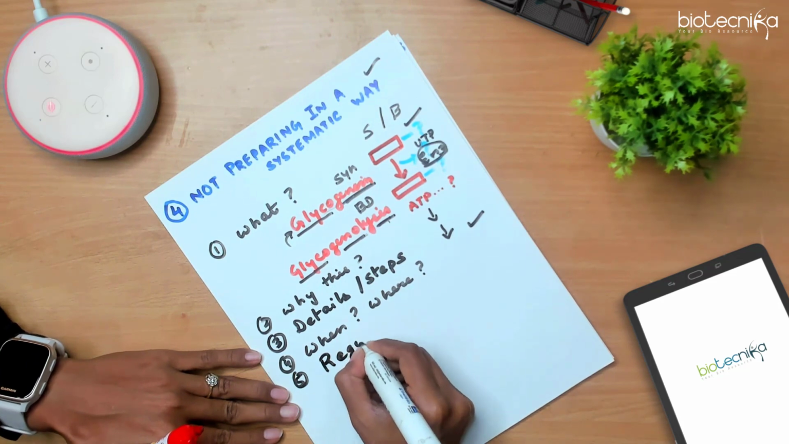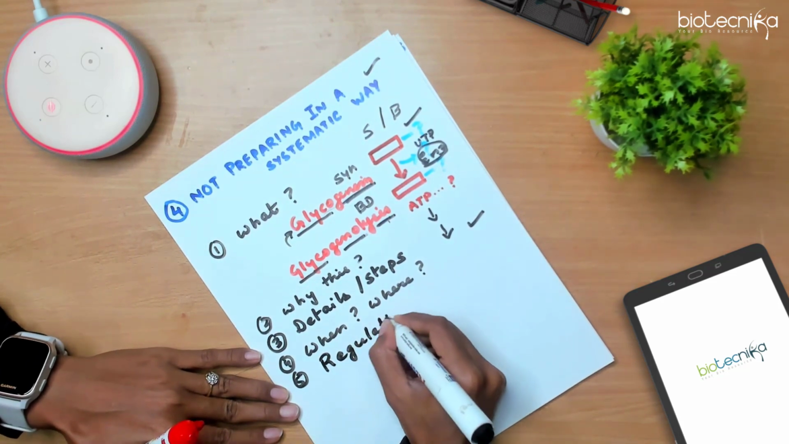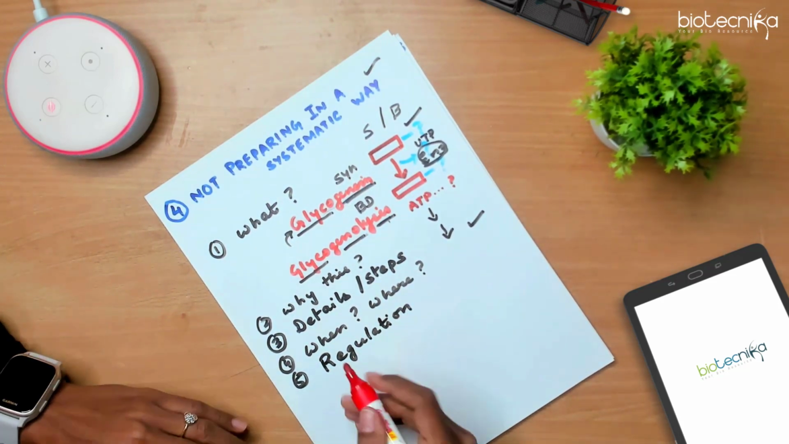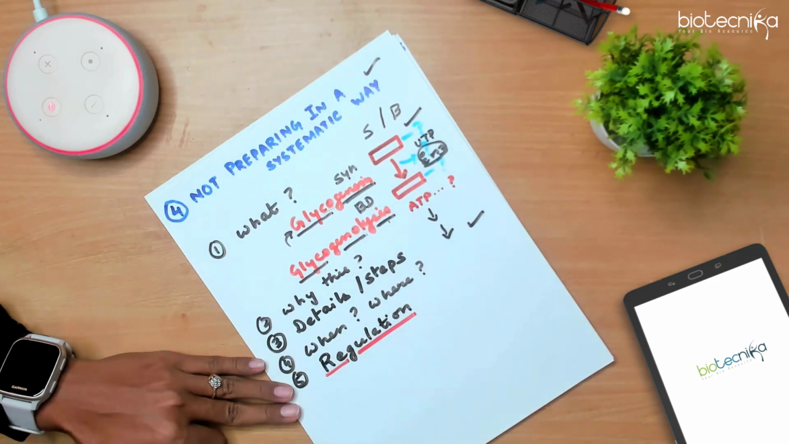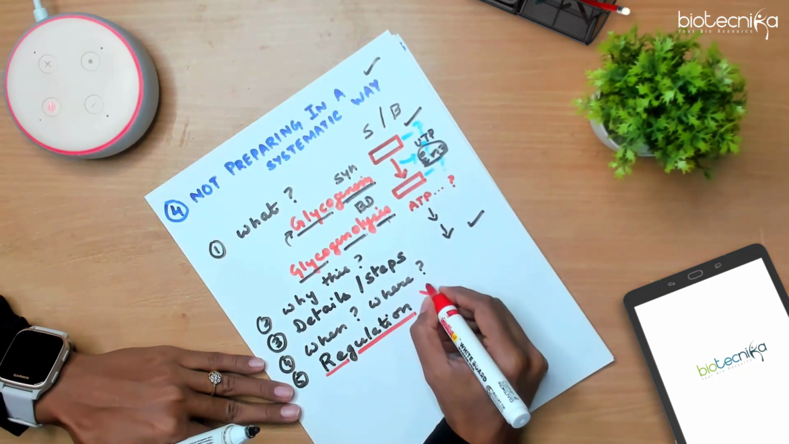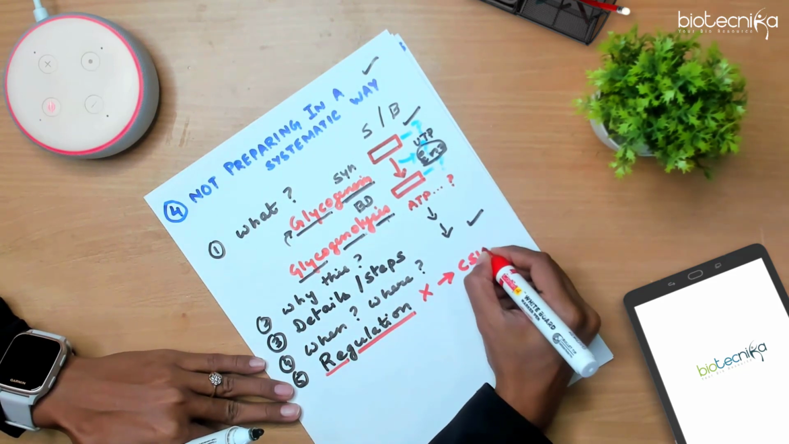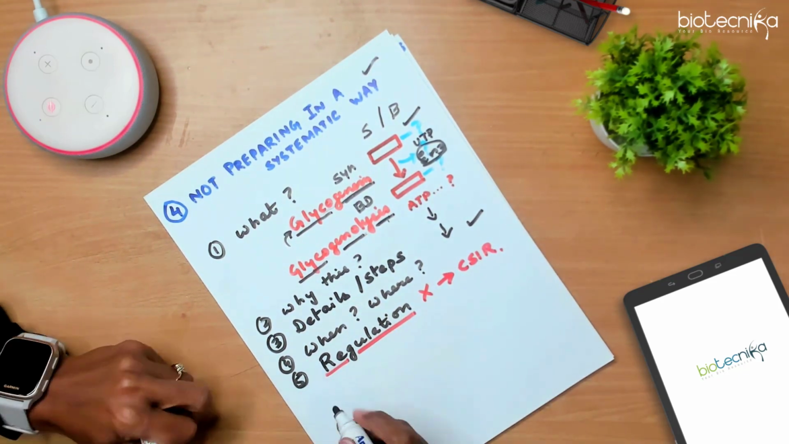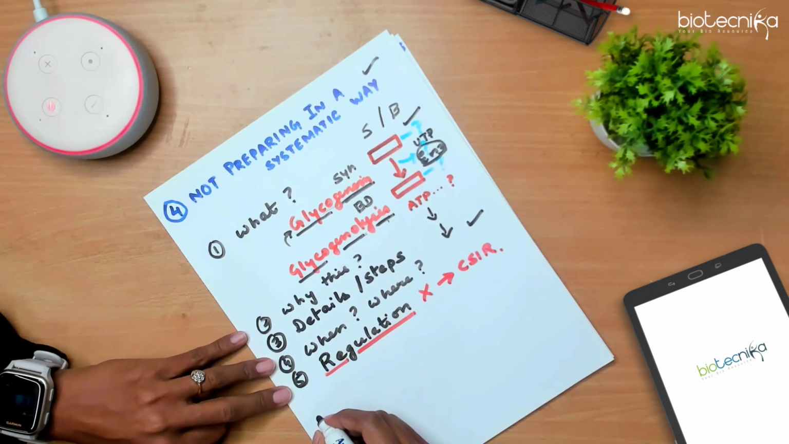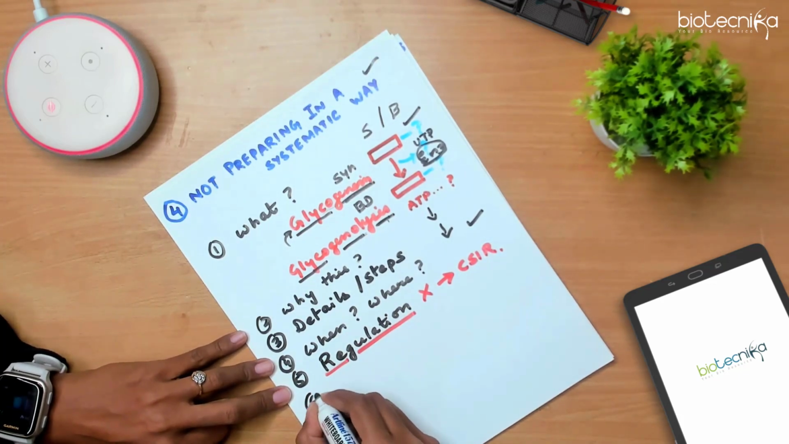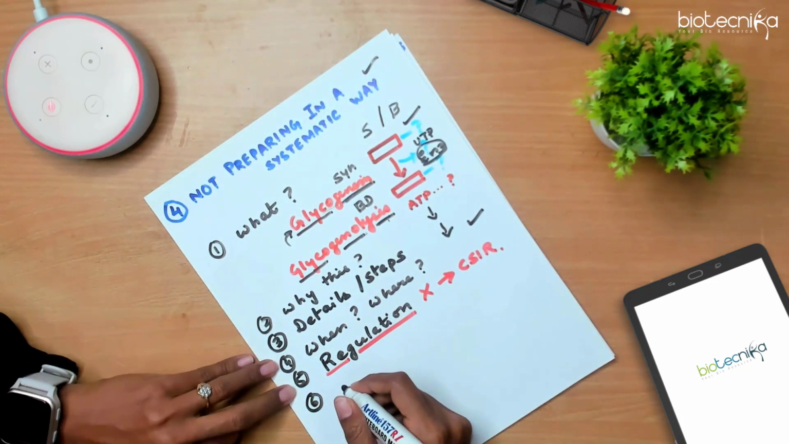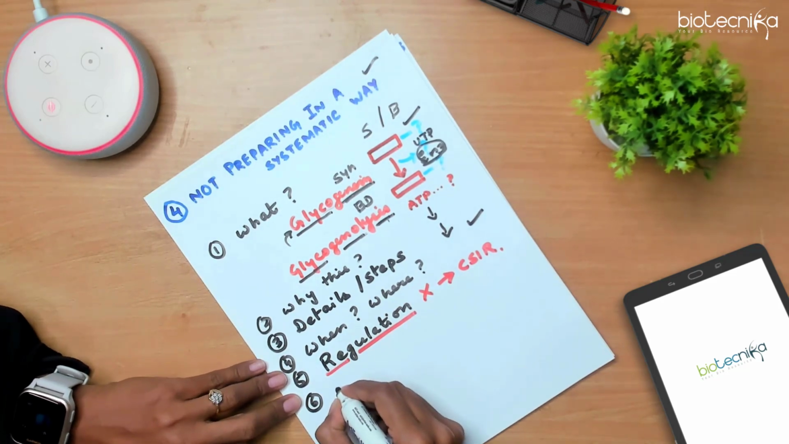Very important part of unit 1 which students miss out is regulation. So again I am telling you, it's about the details. You may study the pathway but you are missing out on the regulation, which itself is a target for CSIR questions. Okay. Sixth thing is, what are the activators and inhibitors involved in regulation? Those things you have to study. In fact, even hormonal control.